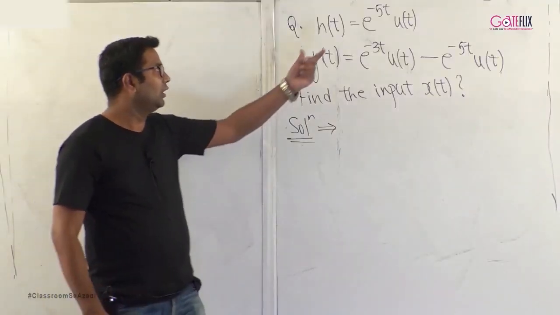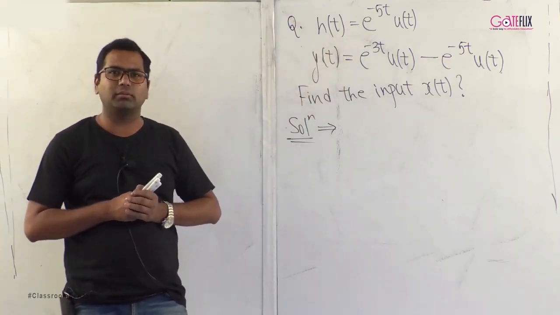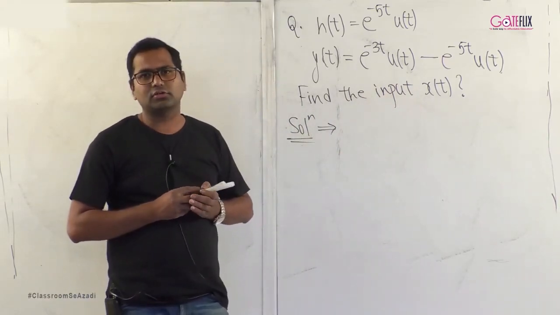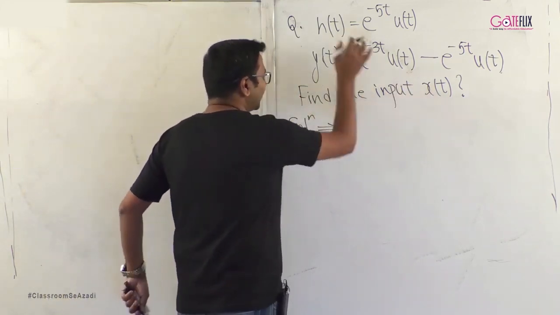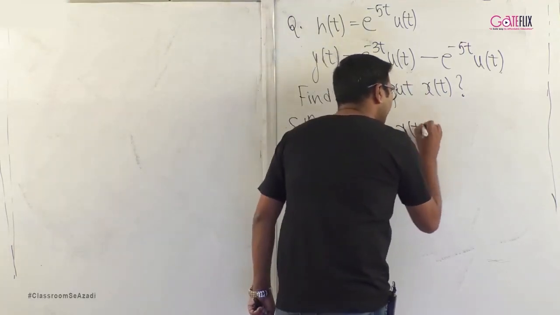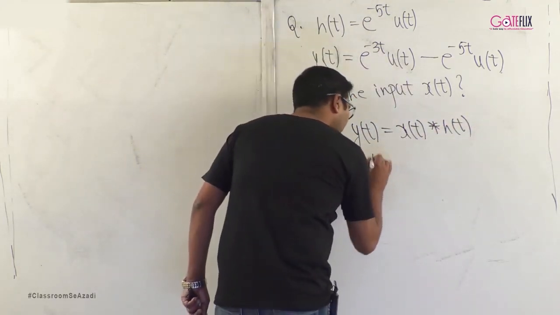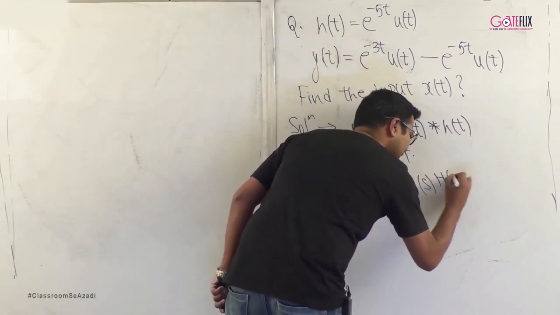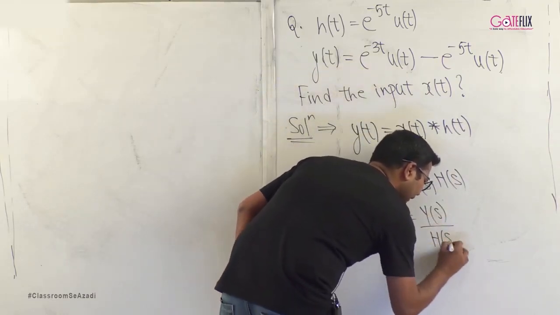In the next question, the impulse response h of t and the output y of t of a discrete time LTI system are given to us. We have to find the input x of t. Again, we can solve this question by using the Laplace transform technique. Now, the relation between output, input and impulse response is given by convolution, where the output y of t is the convolution of input x of t and impulse response h of t. Therefore, if you apply Laplace transform, Y of s will become X of s into H of s. Therefore, capital X of s will be equal to Y of s divided by capital H of s.